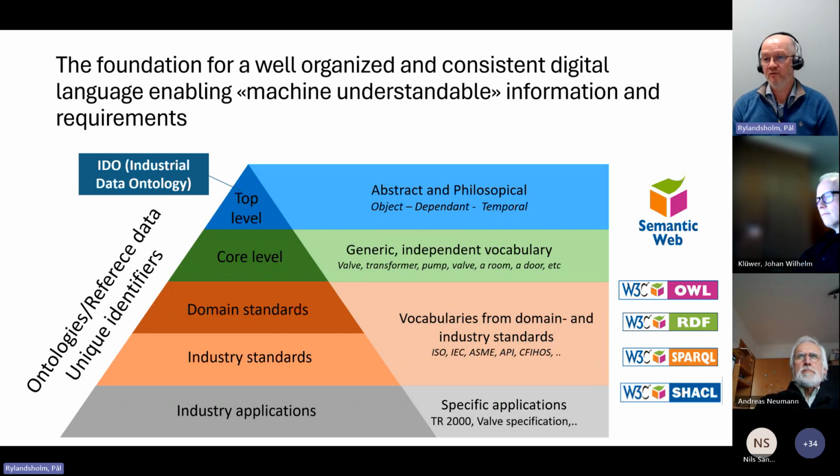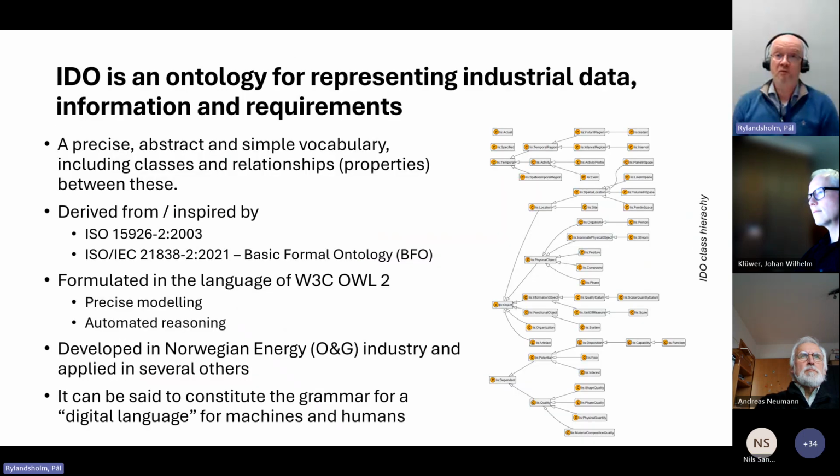We are advocating using the semantic web standards from W3C: OWL, RDF, SPARQL, and SHACL. It's a lot about ontologies, reference data, and also identifiers, how to identify each and every digital resource in such an information ecosystem. So one can say that IDO is about industrial data and information and requirements. It's very precise, it's abstract, and it's also simple. There are not a lot of classes in there, and not a lot of relationships compared to other ontologies.